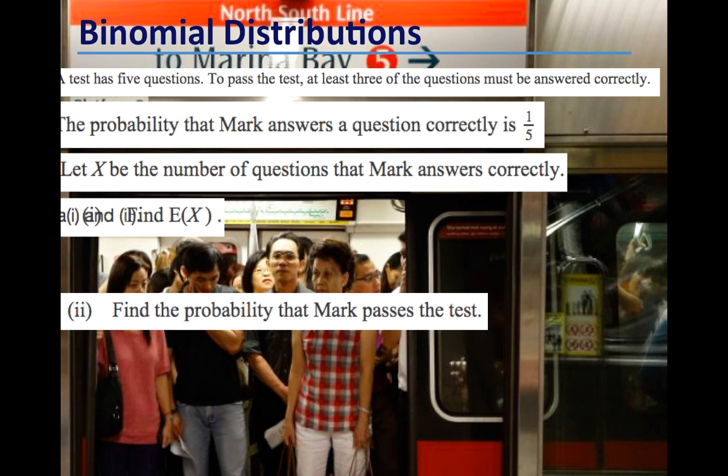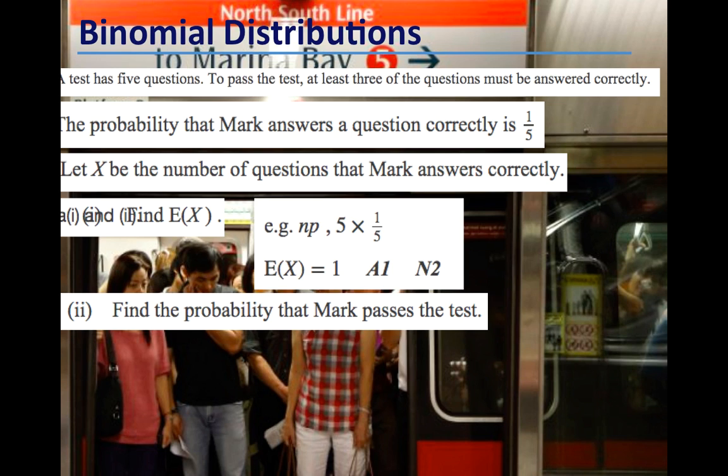So the first part, find the expected value, that should be fairly straightforward. We just plug the numbers into the formula, np, the number of trials, which is, there are 5 questions, the probability of getting a question correct is a fifth, multiply them together and you get 1.